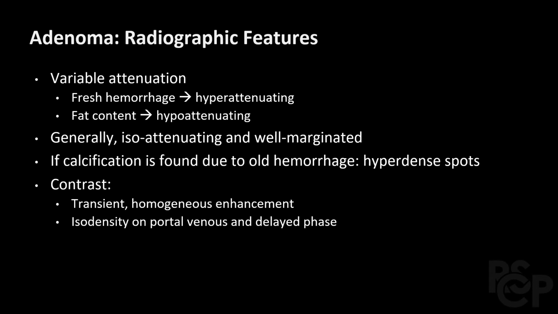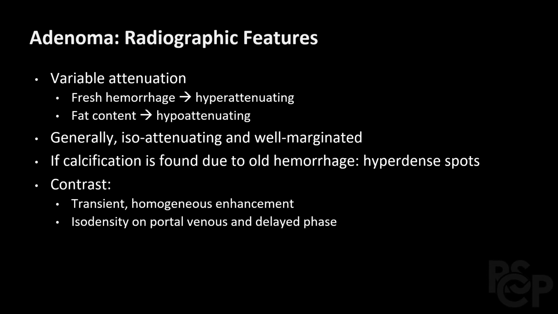Adenomas demonstrate variable attenuation dependent on their specific features. For example, fresh hemorrhage would appear as hyperattenuating, whereas fat content within the lesion would appear as hypoattenuating. Generally, adenomas are isoattenuating and are well marginated. If calcifications are found due to old hemorrhage, they would appear as hyperdense spots.